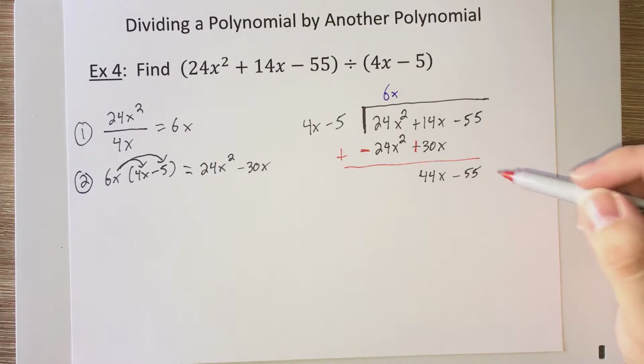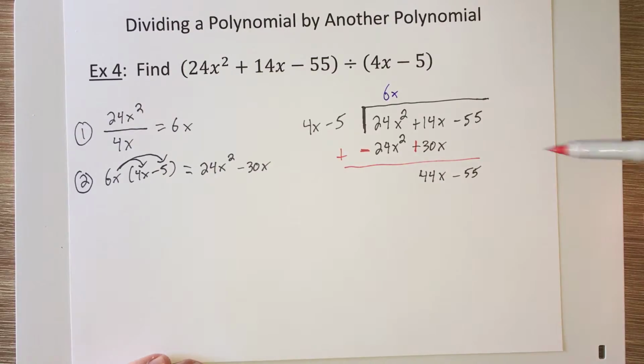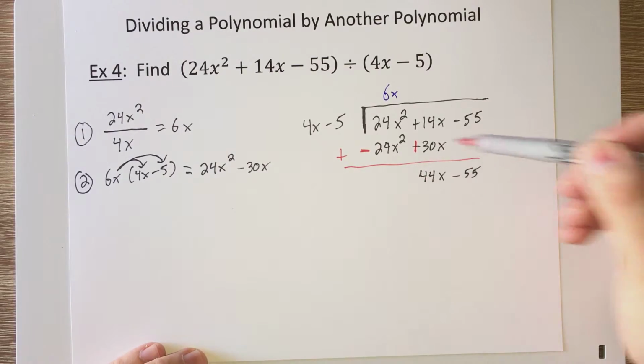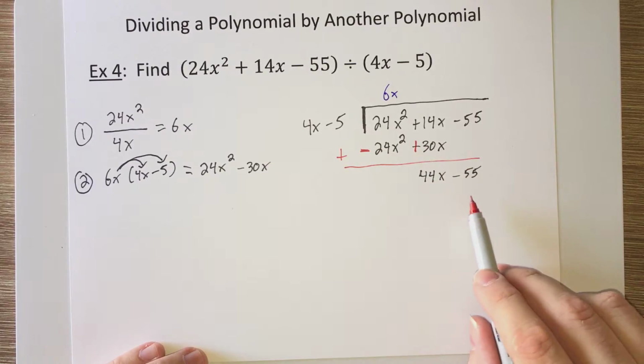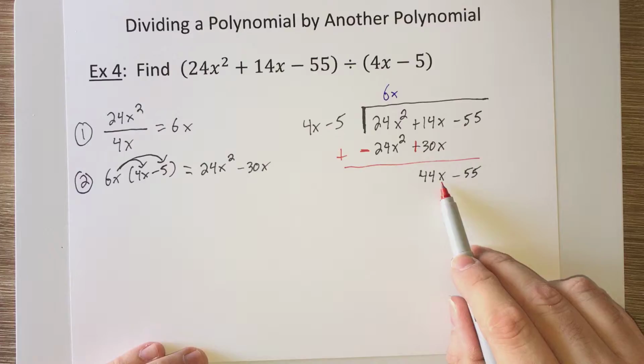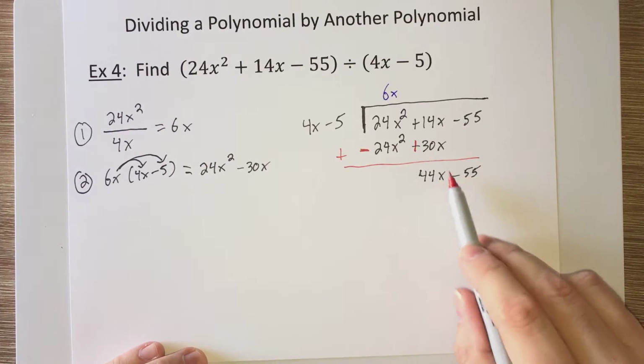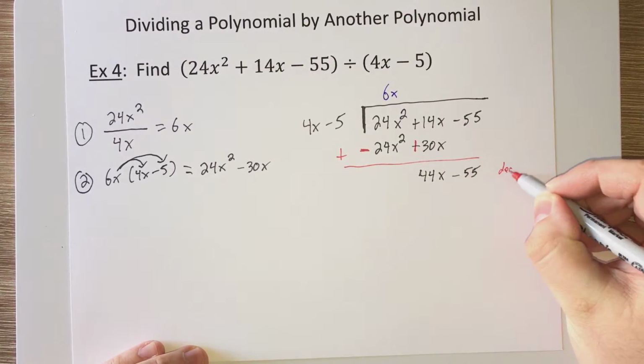Okay, now I have to see if we're done or not. So after you're done with your three-step process, just check to see if you're done. I need to see what the degree of this is and see if it's less than the degree of that. What's the degree of this? The degree is 1, because the degree is the highest power on the x. The power on this x is 1, and there's no other x's, so that's the highest power. So the degree of this is 1.